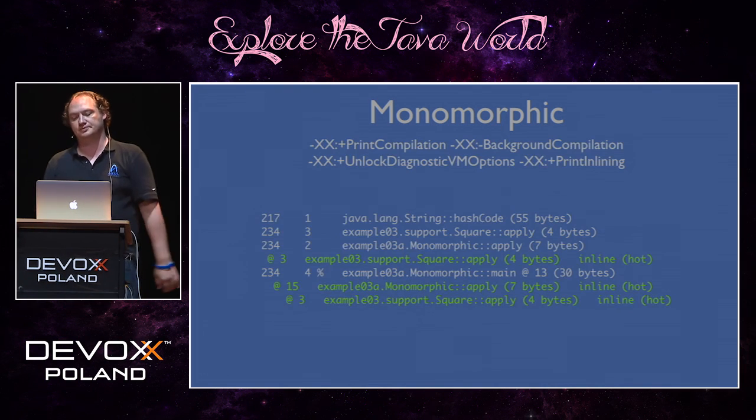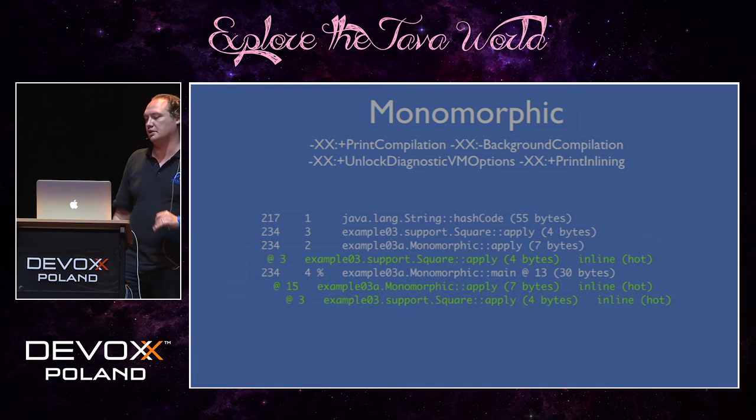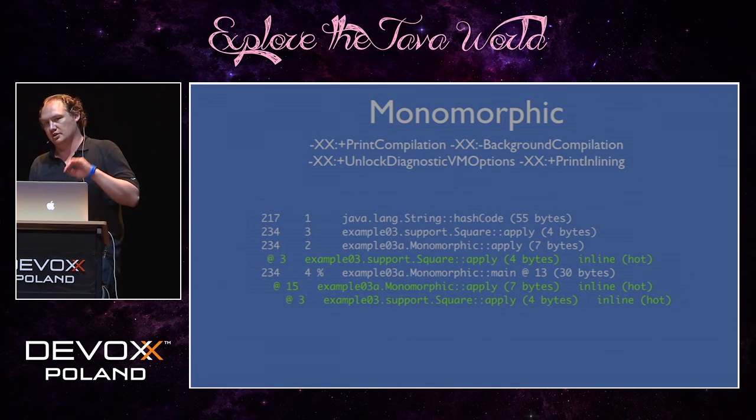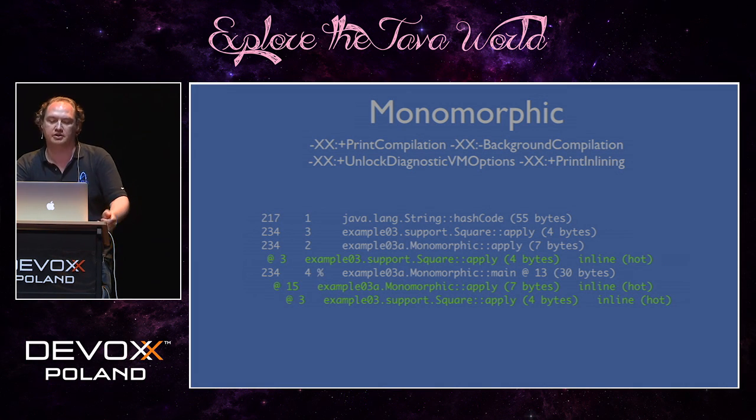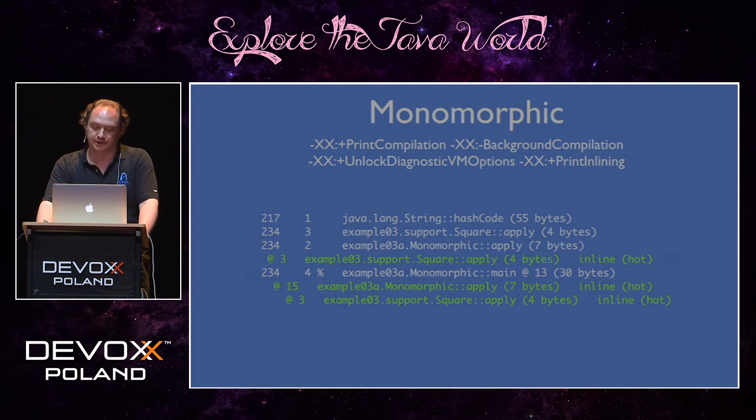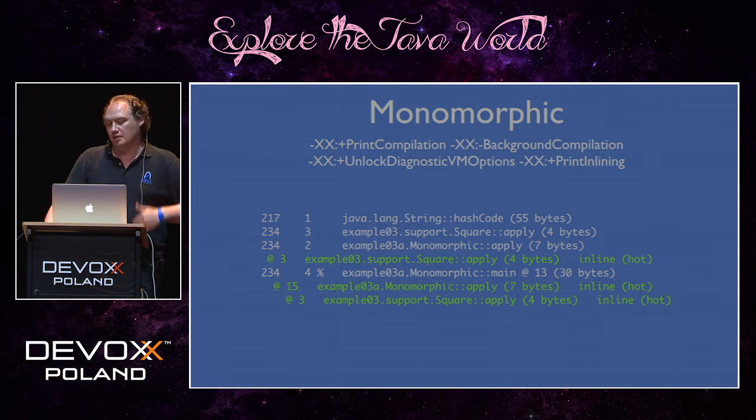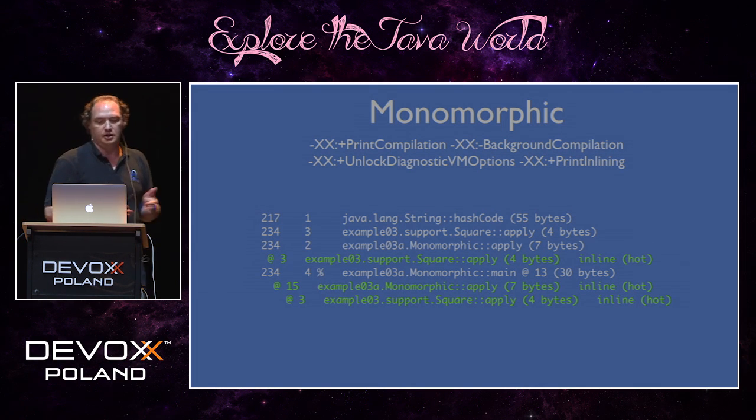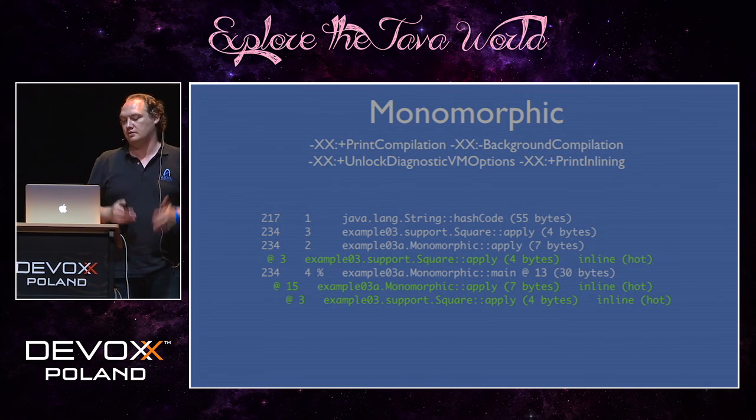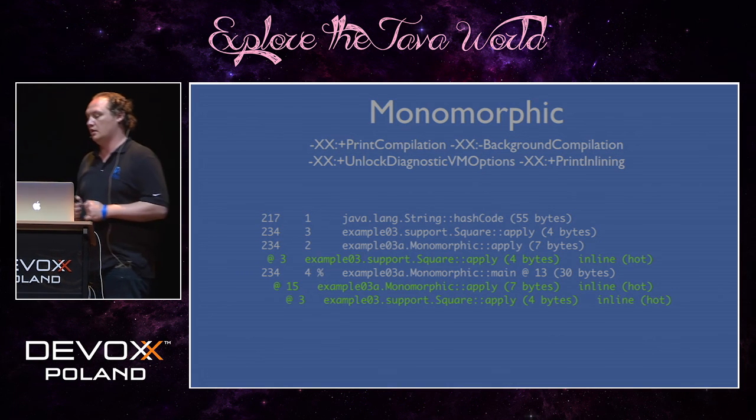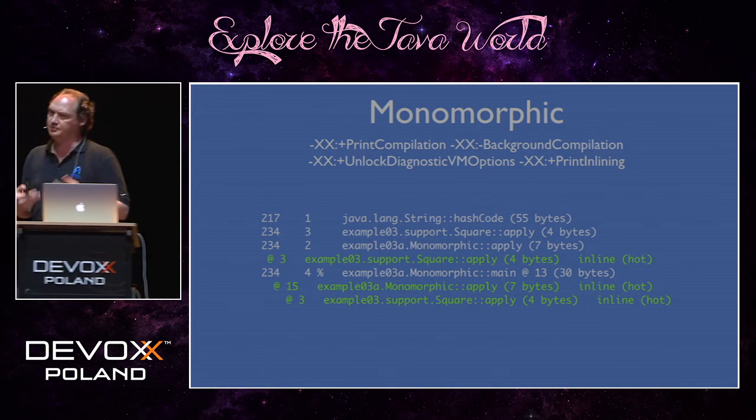If I were to run this with print compilation, and I get it to show me the inlining decisions, which I'm doing by turning off background compilation so I don't get interleaved output, and using unlock diagnostic VM options so I can do print inlining, I would get this output. At the bottom, there's a compilation of main, and there it did actually inline monomorphic apply, which is apparently at bytecode 15, and square apply. And it did this through static reasoning.